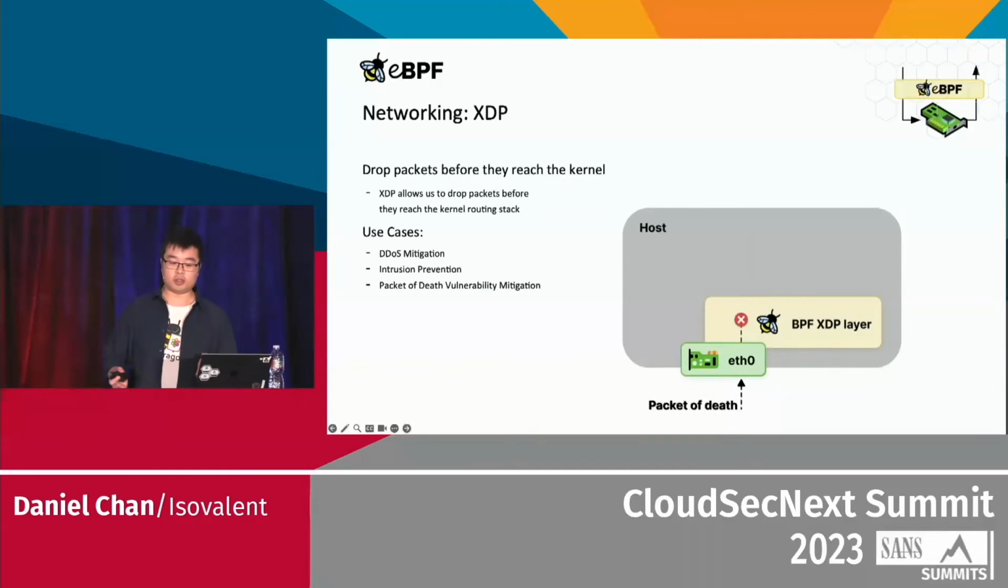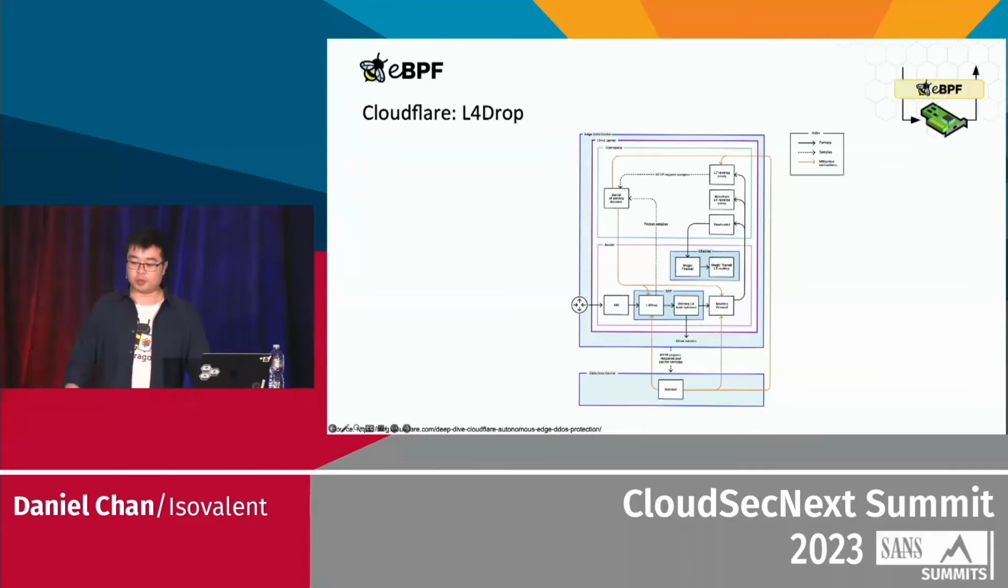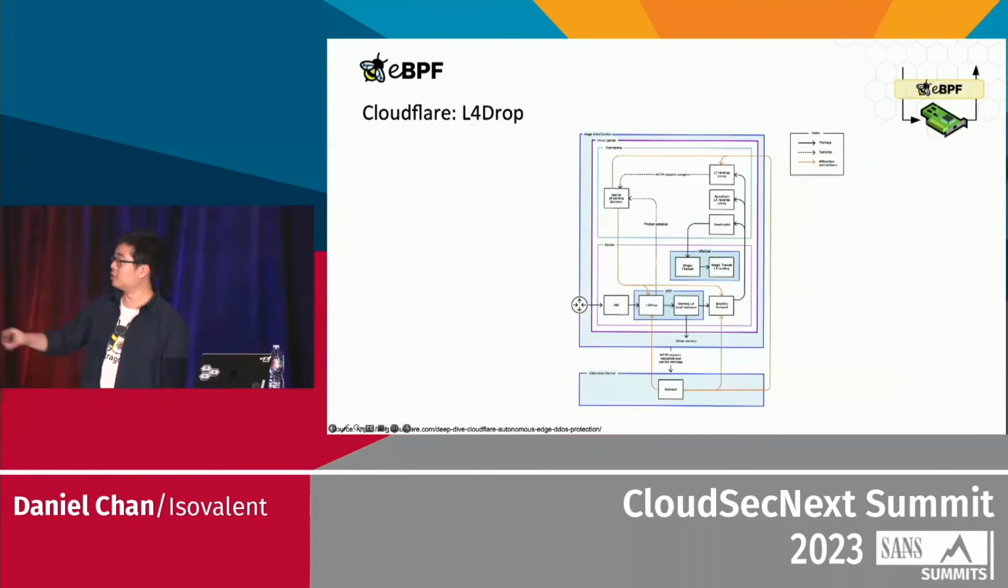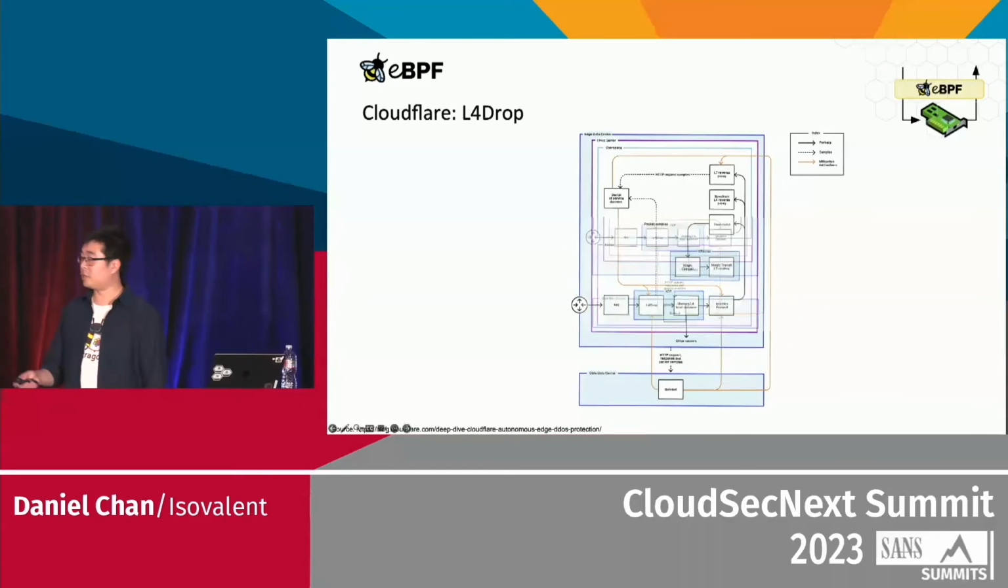That essentially unlocks a number of different use cases, one of which is DDoS mitigation. So for example, Cloudflare actually uses L4Drop, which is an XDP program right at the edge of their data center servers. This is the life of a packet that would come into a Cloudflare data center and hit their server. But really the only part that we care about is right at the front.